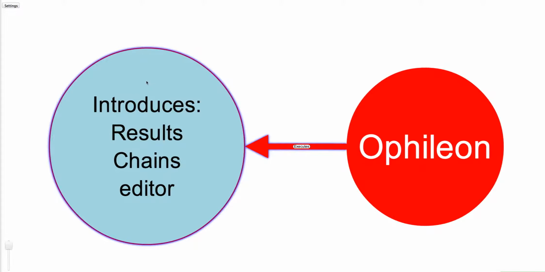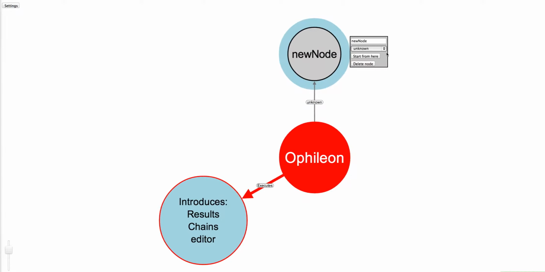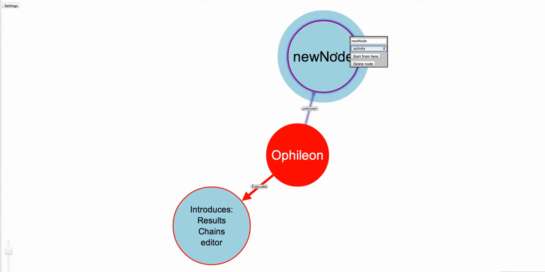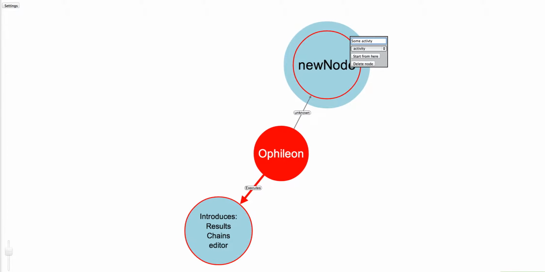A network consists of nodes. Here I have two of them, one representing an organization and another one representing an activity, which are linked through links. This link is "execute", so what I'm doing now is Ophileon is executing the activity of introduction of a results chain editor. Of course, this is a very simple one. Probably you want to add some new nodes. For instance, if I want to create a new activity, then I can link it to the organization. I can tell the tool that it is an activity.